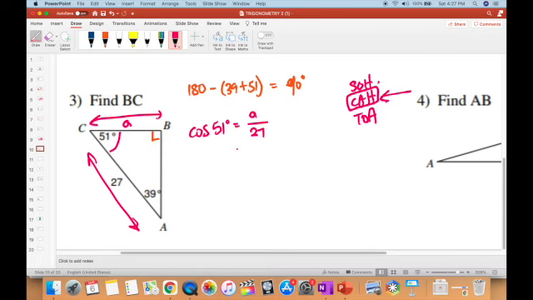So the cosine of 51 degrees is equal to the adjacent, which is A, over the hypotenuse, which is 27. So I'll fling the 27 across. Therefore A is equal to 27 multiplied by the cos of 51 degrees. A is equal to around 17, or 16.99.